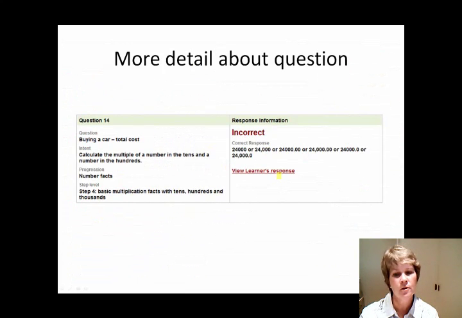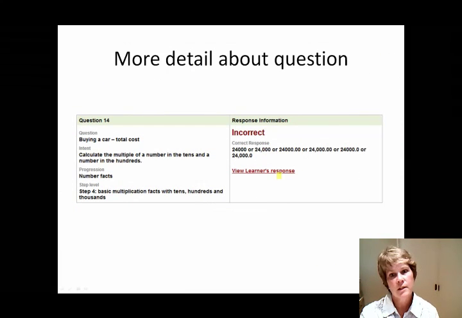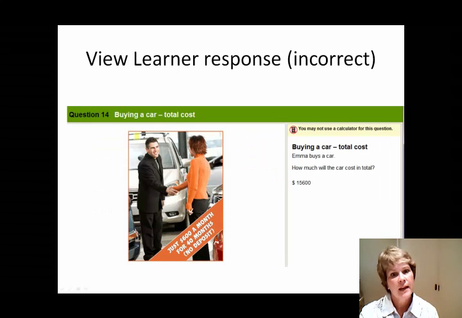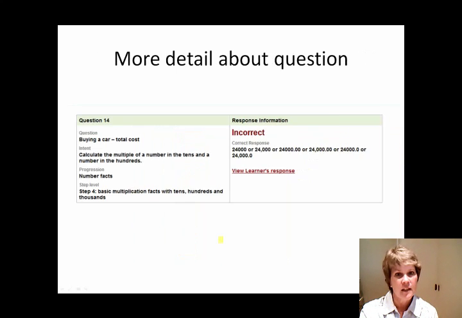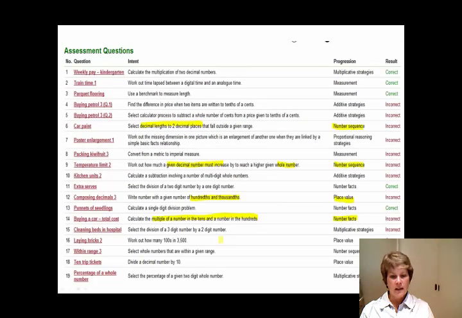So if I click here on View Learner's Response, that will take me to the question itself as the learner saw it. We see here it was about buying a car, and the information is down here in the corner of the picture. Here is the learner's response, and no way of telling really how we got that response from that question. But I do now know that what the intent meant was that I'm multiplying something in the hundreds by something in the tens, and the learner got that wrong. So that's just a function that you can use if you're looking at these reports within the online tool environment.